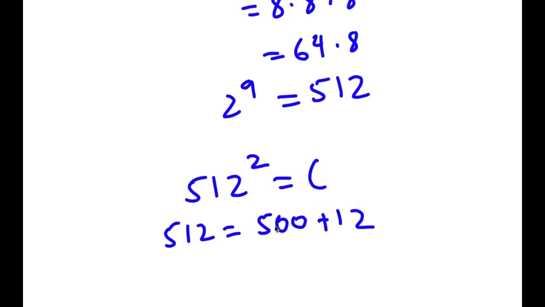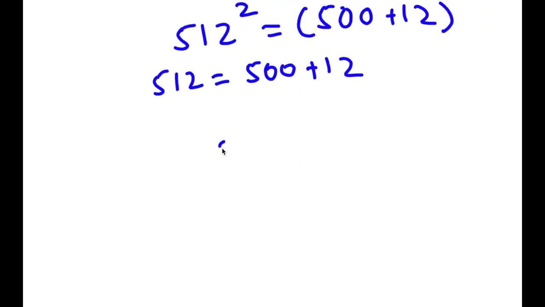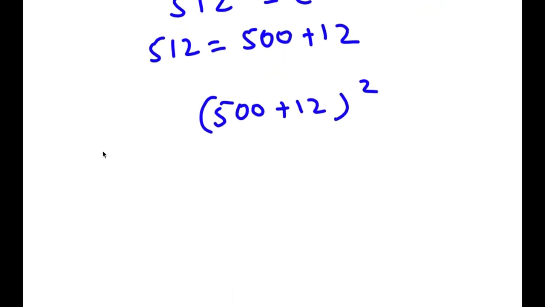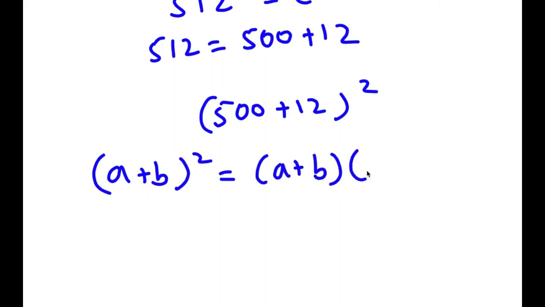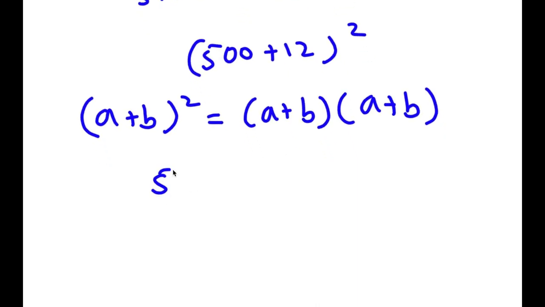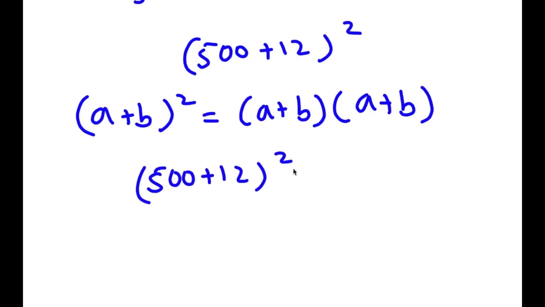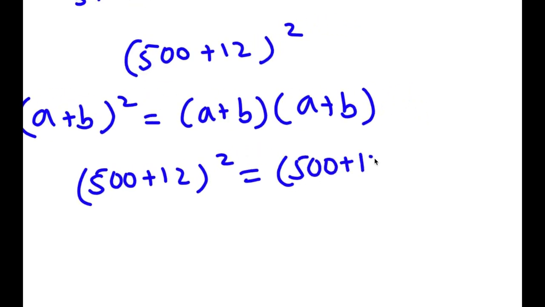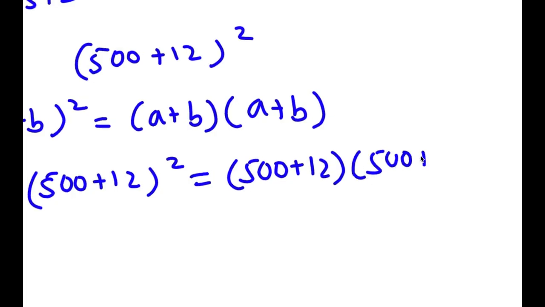So this would be the same thing. If I substitute in 500 plus 12 for 512, I get 500 plus 12 squared. And now if I have something in the form (a plus b) squared, this is simply equal to (a plus b) times (a plus b). So 500 plus 12 squared would equal 500 plus 12 times 500 plus 12.